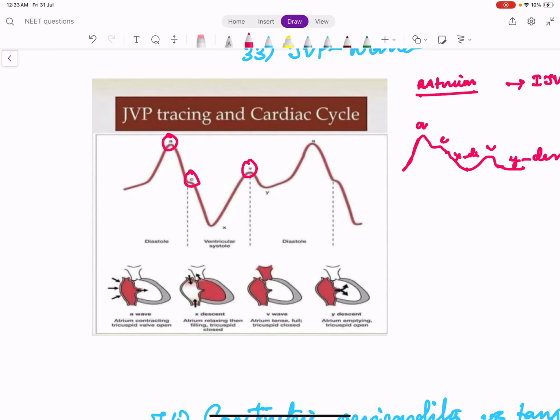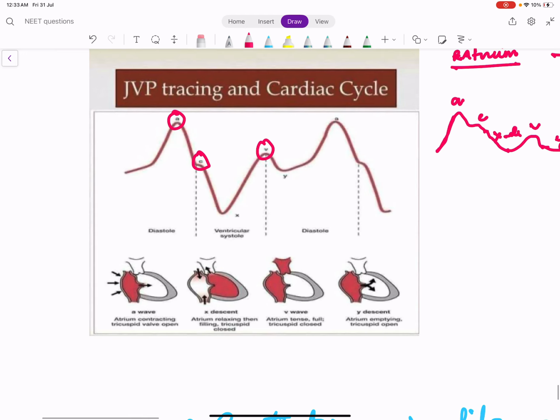So correlate this with the cardiac cycle. Okay. So what is A wave? A stands for atrial contraction. Atrial contraction is atrial systole. We told atrial systole occurs in the last 0.1 seconds of the ventricular diastole. What is the function of atrial systole? To pump blood from the atrium to the ventricle. It pumps the last bit of blood from the atrium to the ventricle.